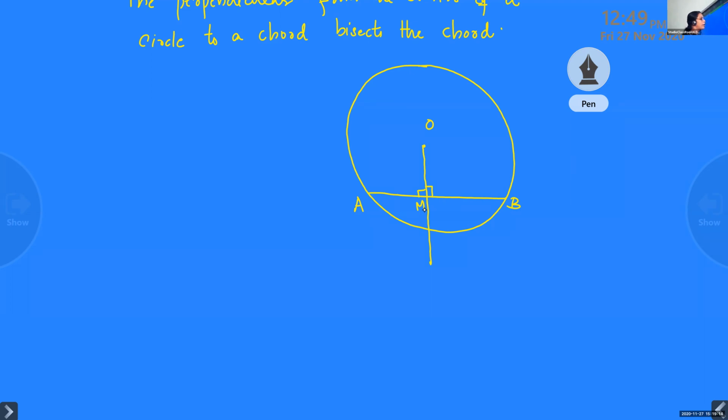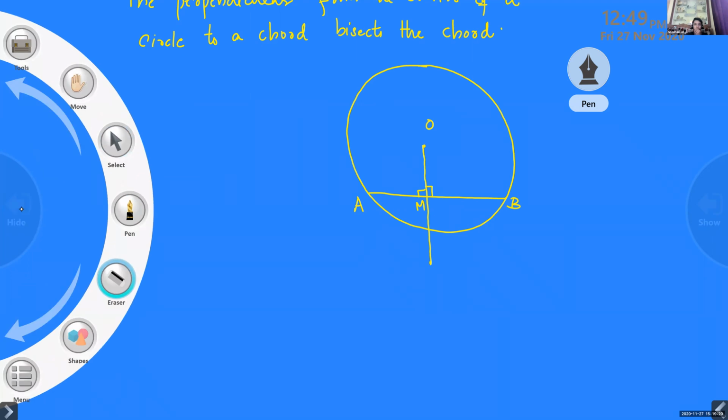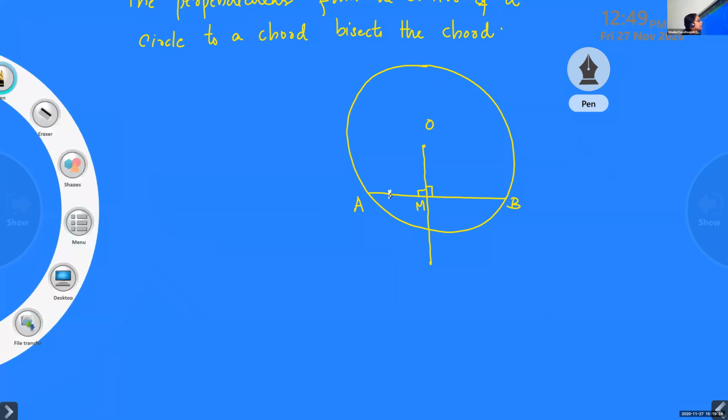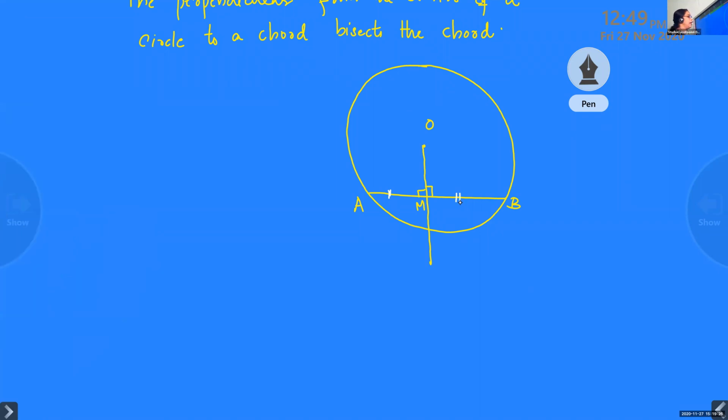So what are the two equal parts? AM and MB. Okay, good. So AM and BM. We have to prove that AM is equal to BM. Only that. Bisect the chord means AM equal to BM. So this also we will prove using congruence. Okay, children, let me join OA and OB.